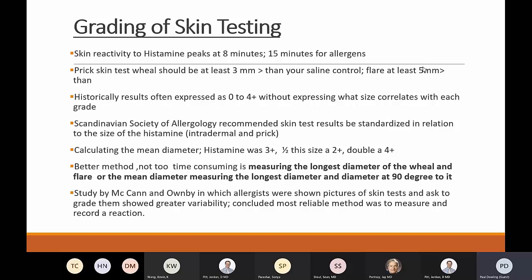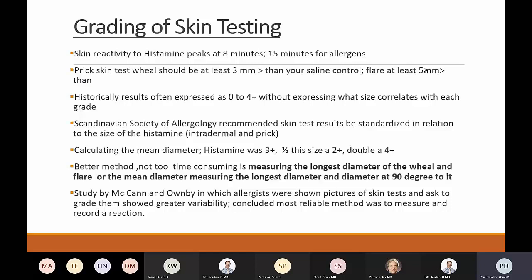Sometimes they may have a box at the bottom of the page that explains what 1+, 2+, 3+, 4+ is. Oftentimes they don't. When I was a fellow, there were a couple of the attendings who did 1+, 2+, 3+, 4+. Then we had other attendings where we measured the length and the width of the wheal and flare both at 90 degree angles. So you'd have a skin test where the wheal would be, let's say, 3x8, and the flare would be 5x10 or whatever the measurements would be, and that would be recorded on our skin test sheet.